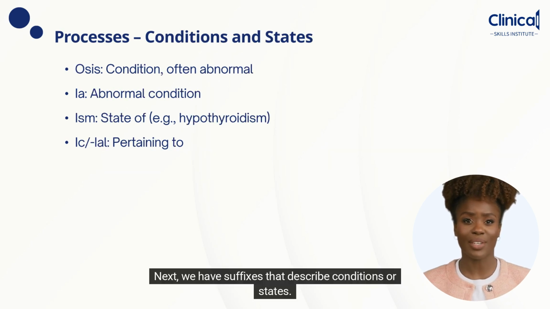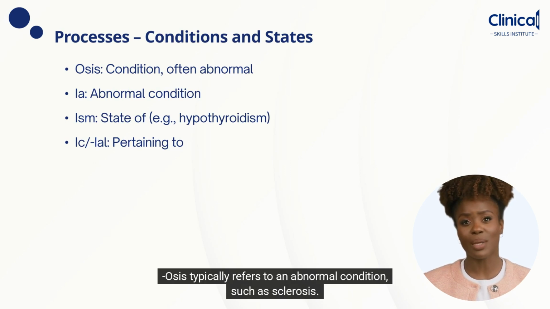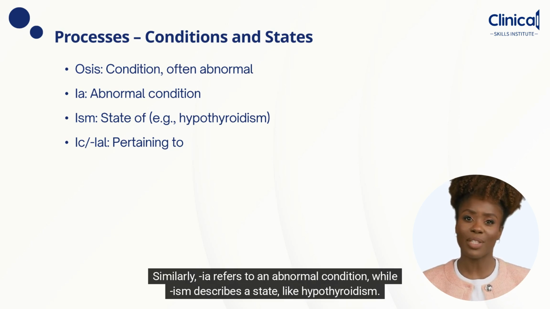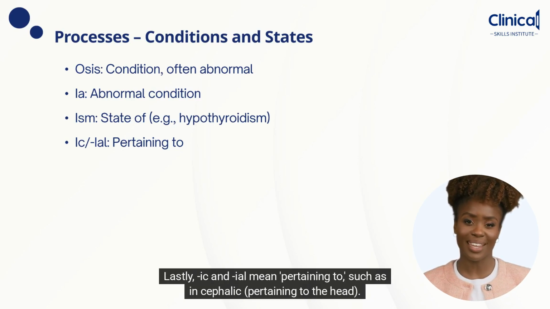Next, we have suffixes that describe conditions or states. Osis typically refers to an abnormal condition, such as sclerosis. Similarly, iasis refers to an abnormal condition, while ism describes a state like hypothyroidism. Lastly, ic and al mean pertaining to, such as encephalic, pertaining to the head.